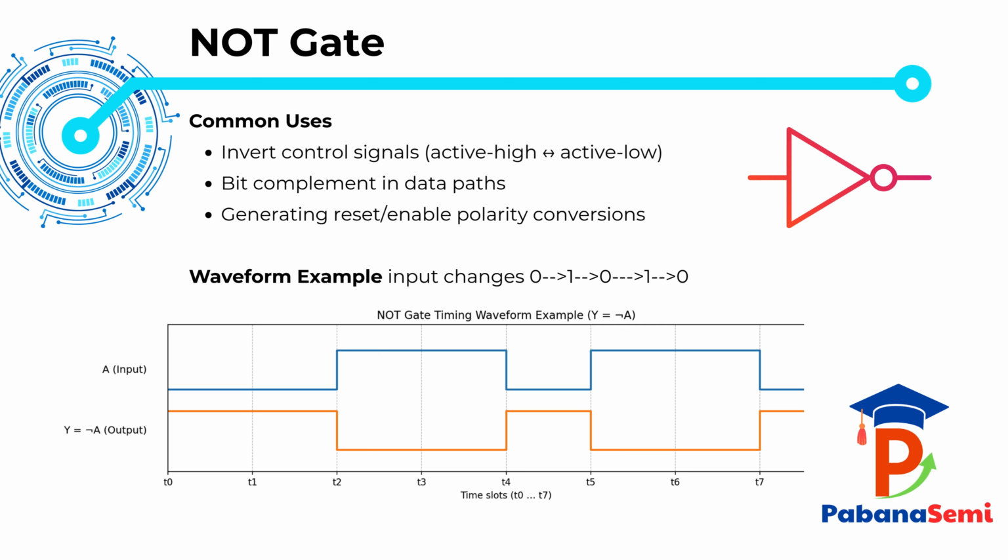When A goes low, Y goes high. So, the key takeaway is simple. The NOT gate does not create new logic conditions, it just flips the logic level. And that makes it extremely useful in control and timing networks.